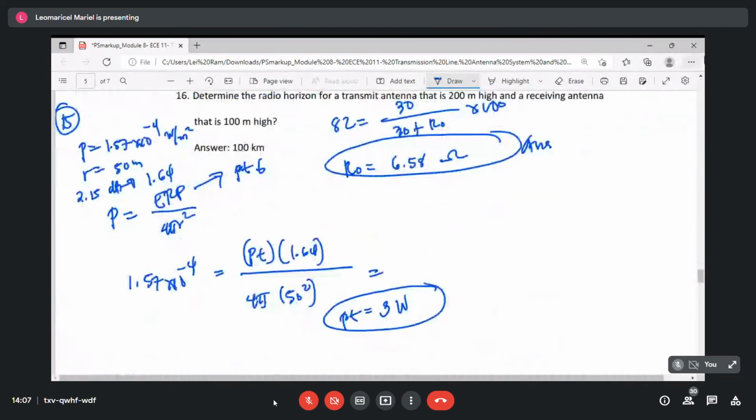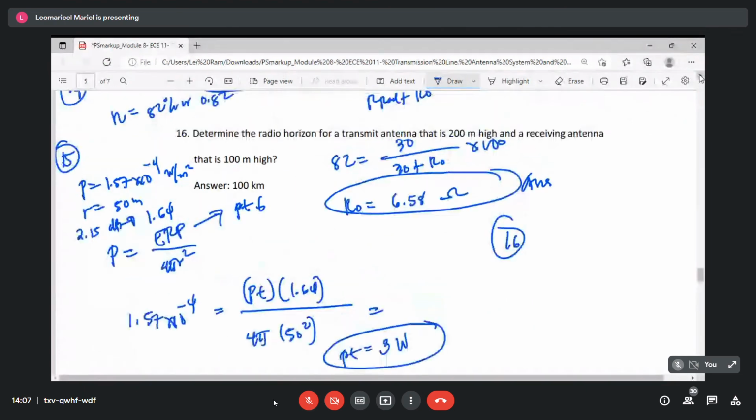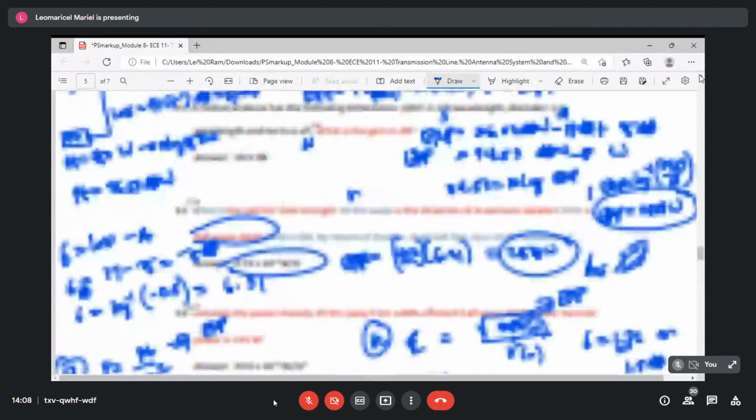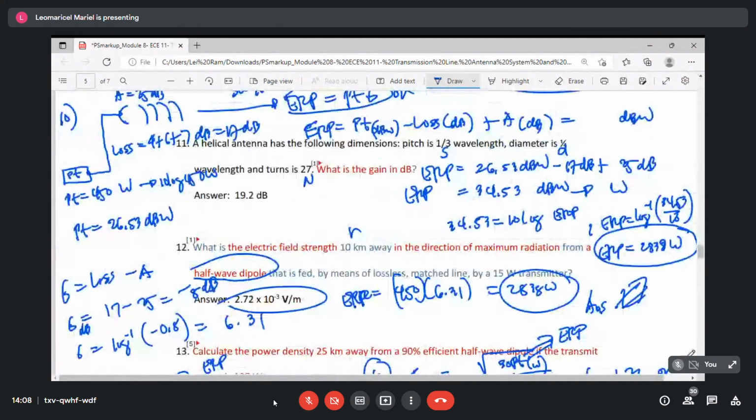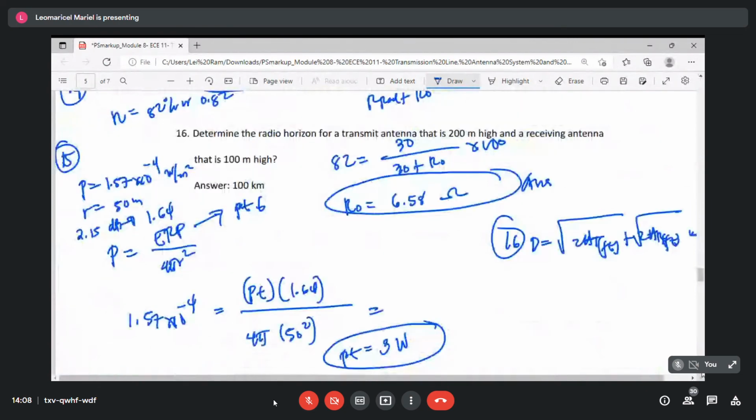Ano pa? Number 16. So number 16, determine the radio horizon for antenna 200 meter high and receive antenna. Then yung radio horizon mo D will be square root of 2HT in feet plus square root of 2HR in feet. Okay, square root din yan. So the unit mo dyan will be miles. Okay? So ang unit mo pag ganung formula, miles.